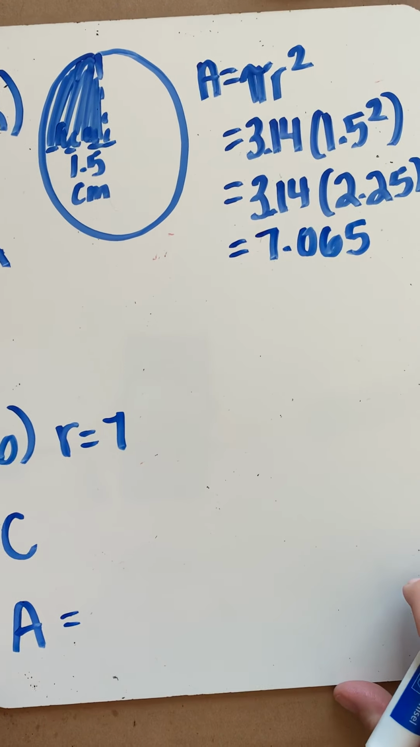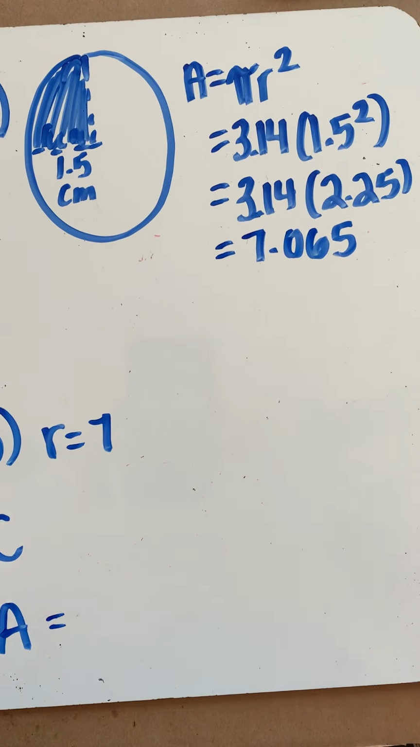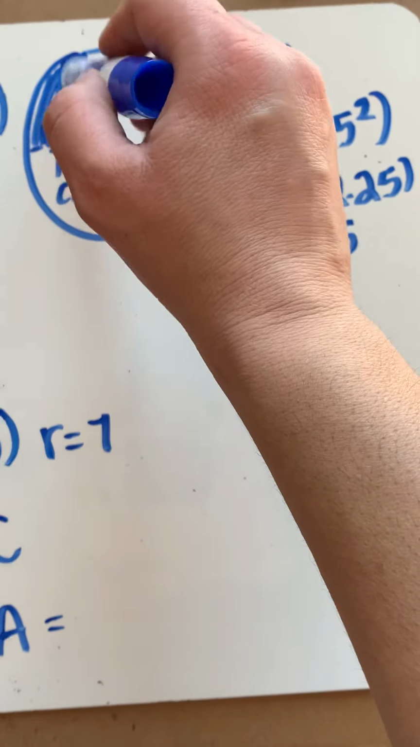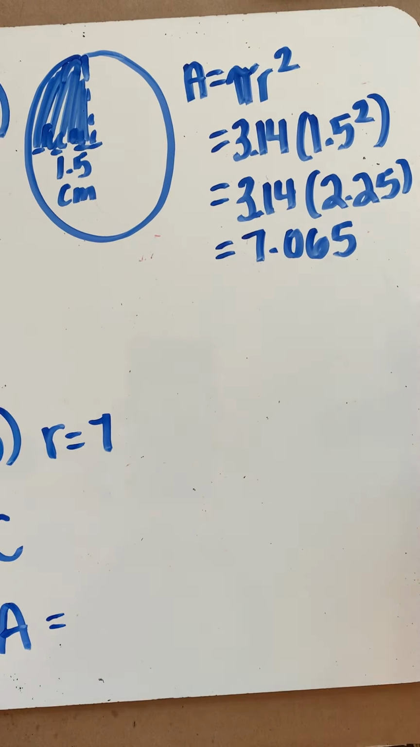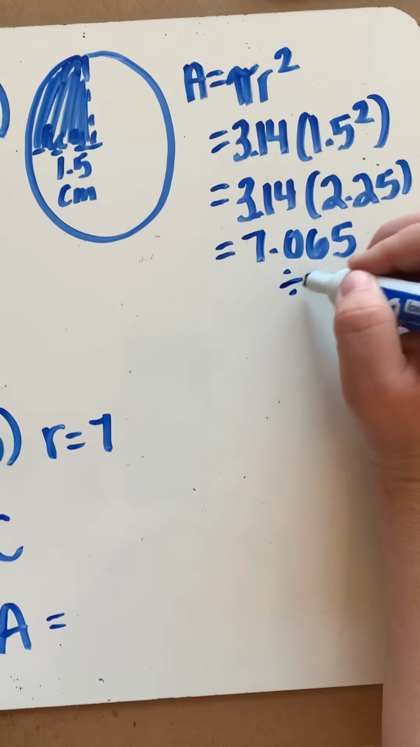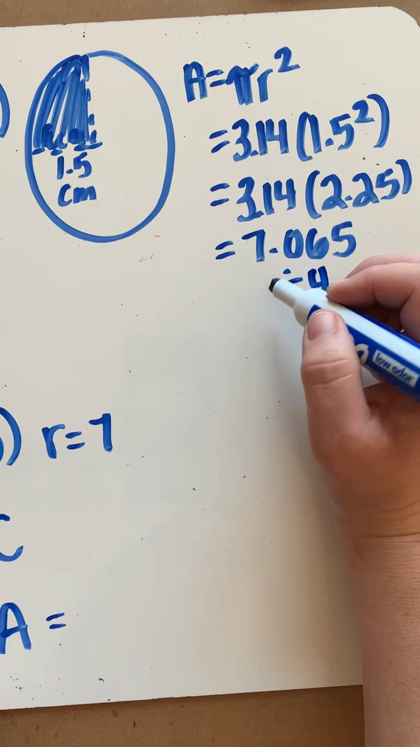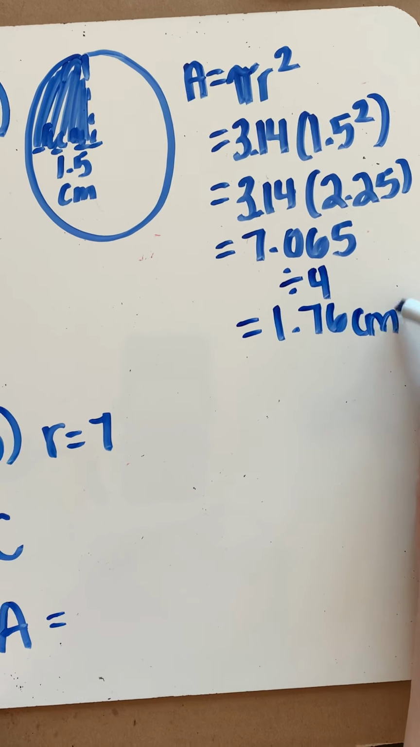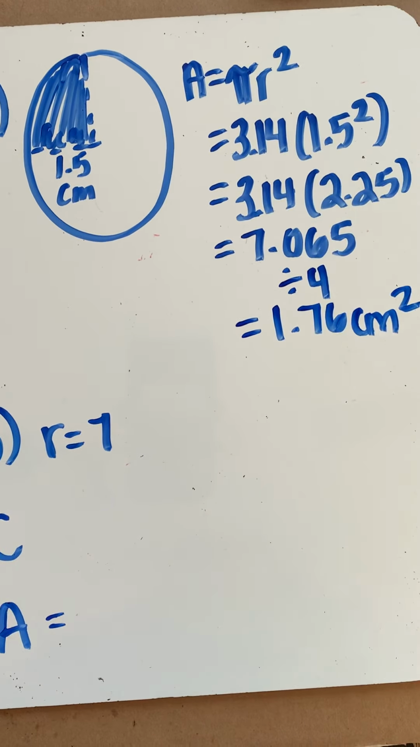Whoops, this is off the charts a little bit here. We are not done. This is the area of the entire circle. To find this shaded region, which is only 1/4 of the circle, we're going to divide this by 4. And that gives us 1.76 centimeters squared.